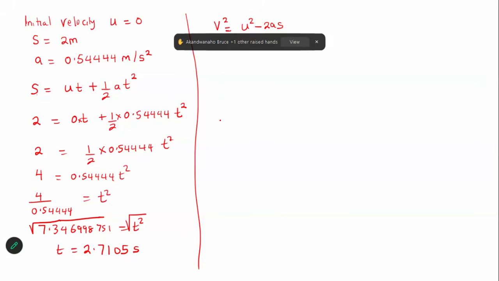But the best one we could use is the one that goes directly, such that we know what we are getting. Sorry, this is a plus. V squared is equal to u squared plus 2as. Okay. I'm seeing a hand up. Let me come and pick your hand.